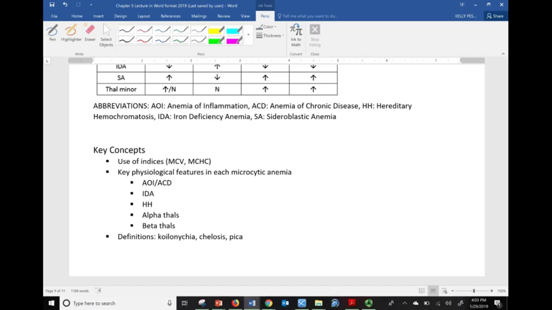And other key things that you do need to know, those physiologic features, things that I said were really important to remember about each one of these. And then those definitions: koilonychia, that's the spooned fingernails that are associated with iron deficiency anemia. Cheilosis, that has to do with their mouth. Also iron deficiency anemia. And then lastly, we have pica, where you want to eat things that are not food. And that brings us to the end of chapter 5.